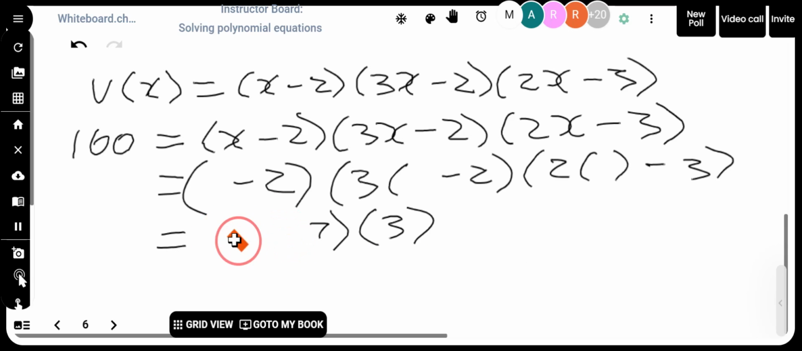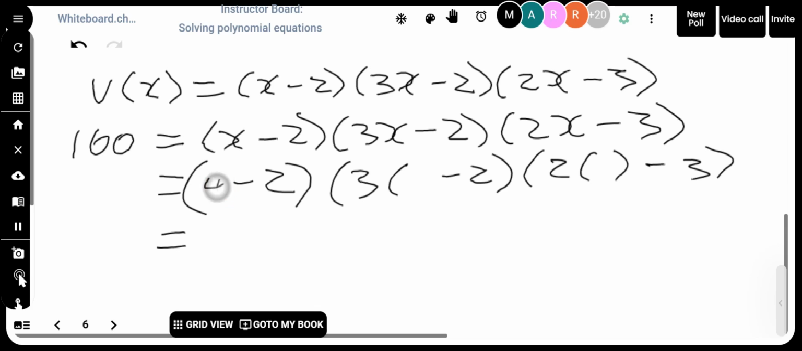Once I do that, here's a bit of a shortcut for you. You don't really have to multiply it out, set it equal to 0 and all of that. Let's just put it in factored form. So let's put the 4 here, 3 times 4 here, and 2 times 4 here, and see if this works.